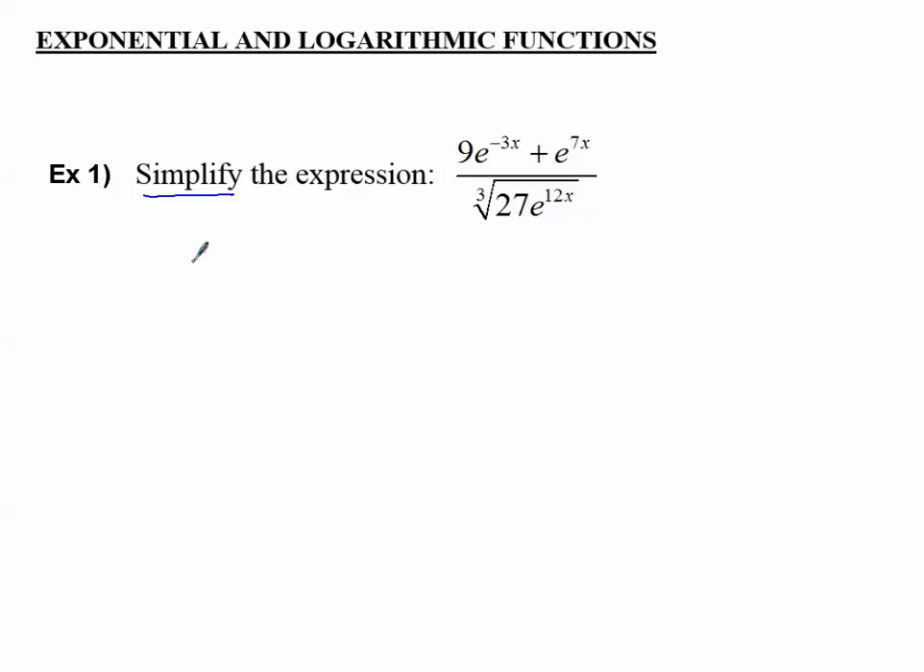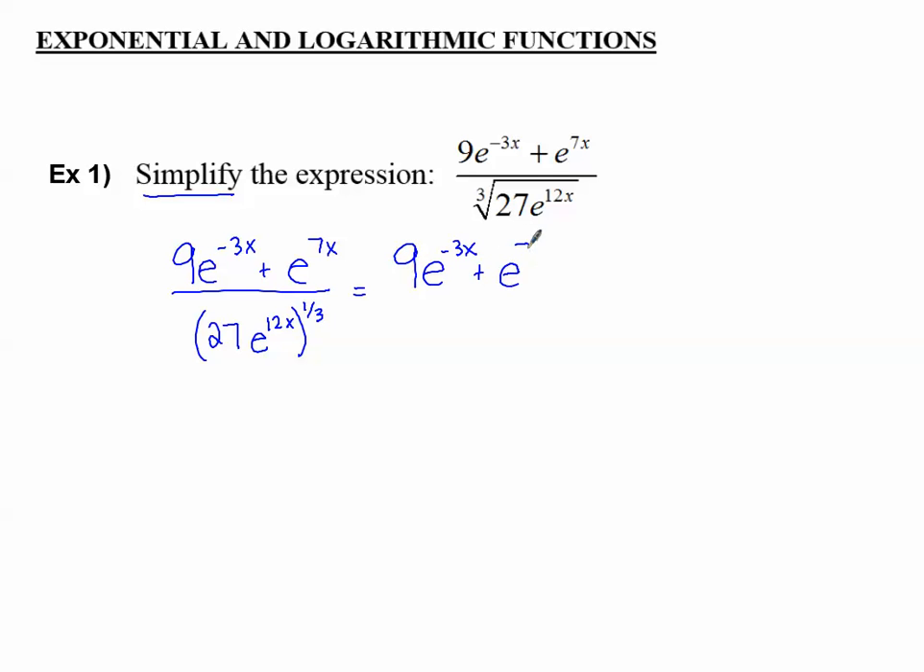So let's rewrite this as 9e to the negative 3x plus e to the 7x, same numerator, divided by, instead of cubed root, we can write this as 27 e to the 12x all to the 1/3. That's what cubed root means. Now I can simplify this denominator first. So this numerator, I'm going to continue to write. Every base gets this exponent 1/3.